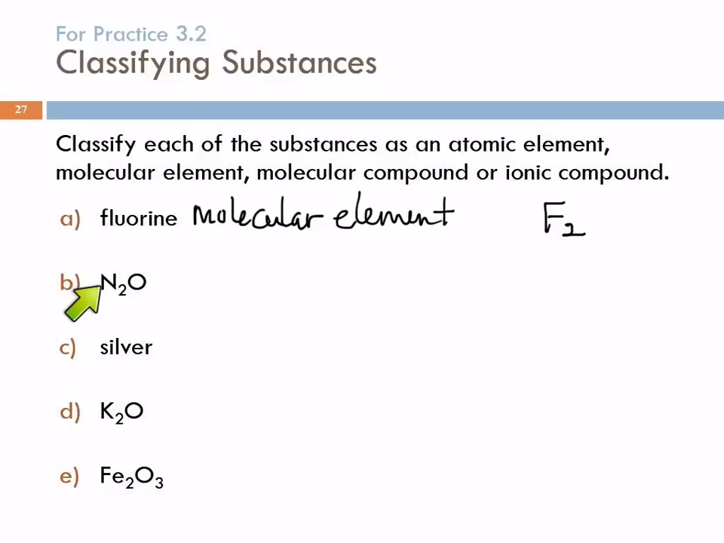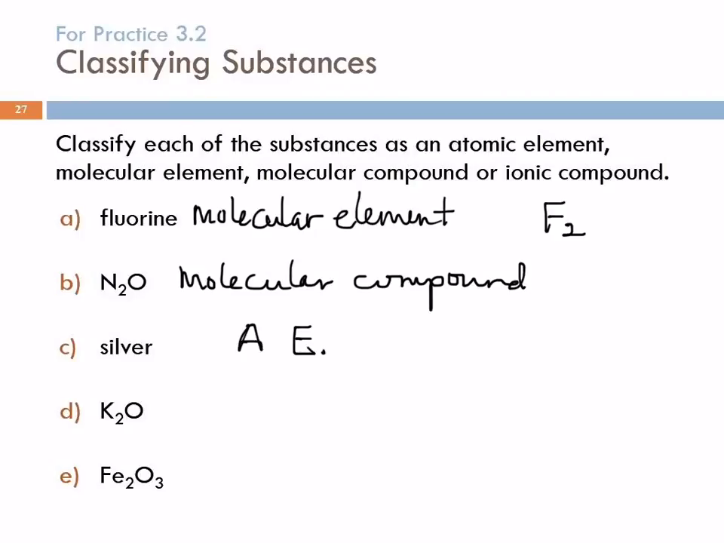How about N2O? Is that an element or a compound? It's a compound. And we know that it's molecular because nitrogen and oxygen are both nonmetals. So we're not going to have any ions involved here. So this is going to be a molecular compound. Too much writing. What about silver? It's an element, so I'm not going to write these words anymore. E for element. It's not one of the 7, so it's atomic. So this is AE, atomic element.